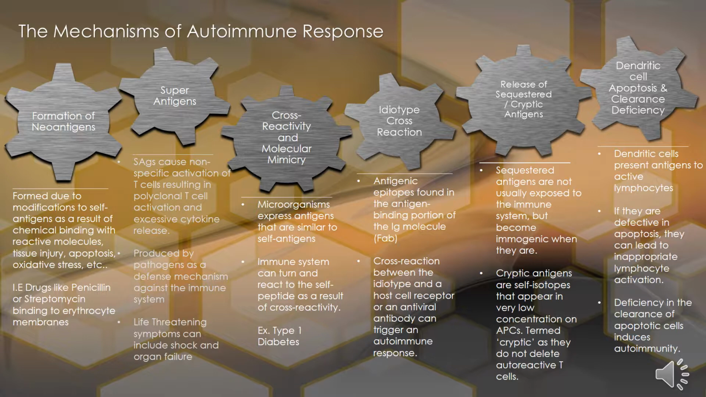Dendritic cells, apoptosis, and clearance deficiency. Dendritic cells present antigens to active lymphocytes. If they are defective in apoptosis, they can lead to inappropriate lymphocyte activation. Deficiency in the clearance of apoptotic cells induces autoimmunity.